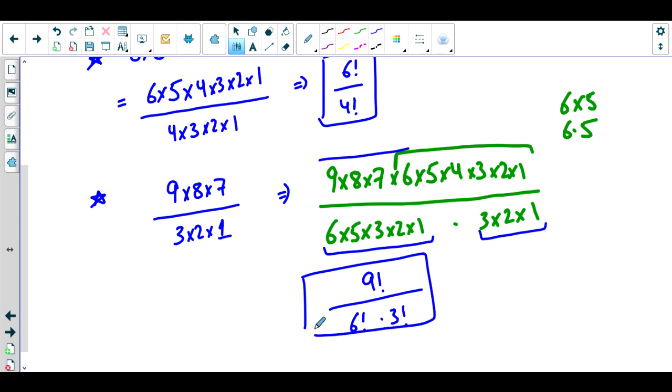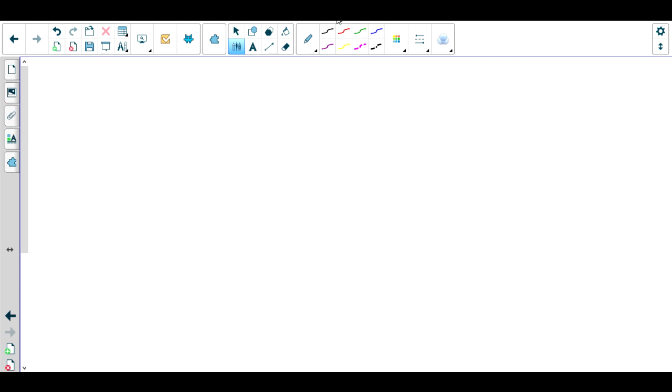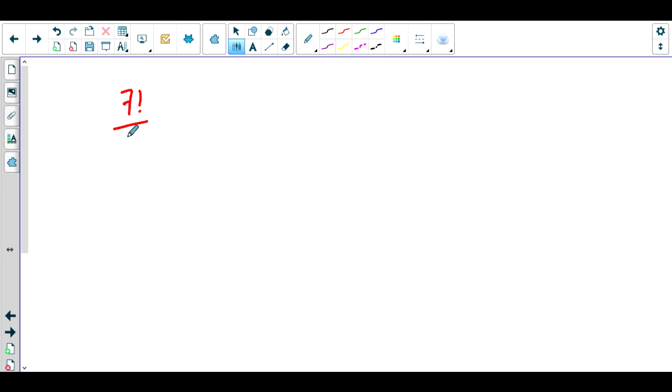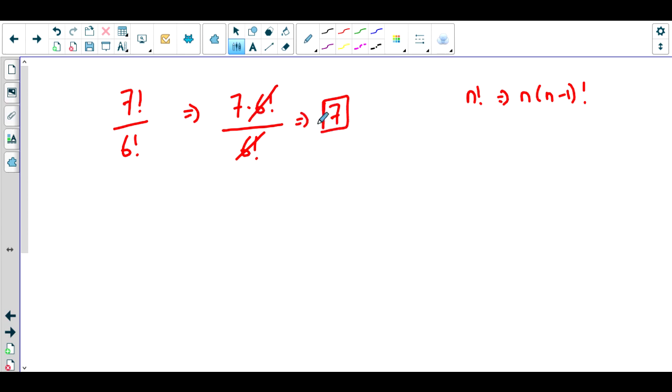This is one question that can be from factorial notations. What other type of questions can be there? One question can be in this format. We want to solve 7 factorial over 6 factorial. So how can we solve? We can use the definition. We said that if we have n factorial, we can write it as n into n minus 1 factorial. This is 7 factorial, so can I write it as 7 into 6 factorial? And the denominator is also 6 factorial. So this 6 factorial cancels and we get 7 as our answer.